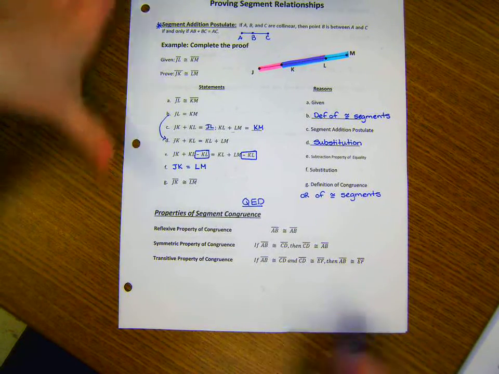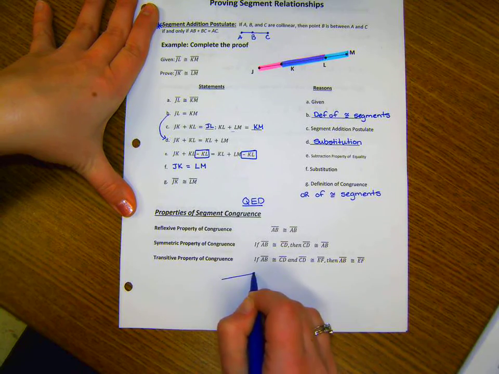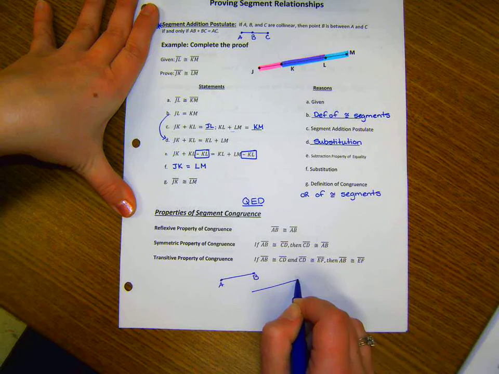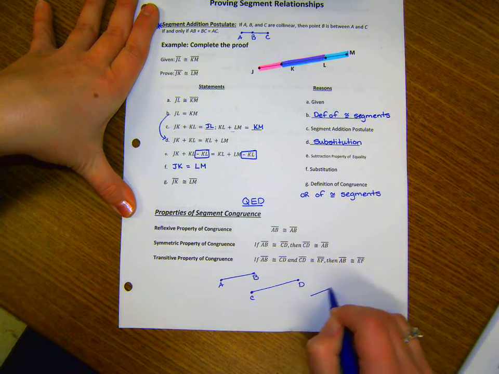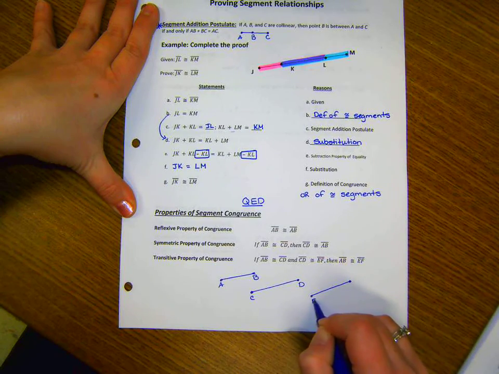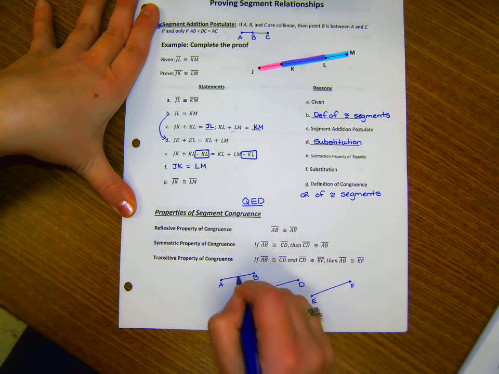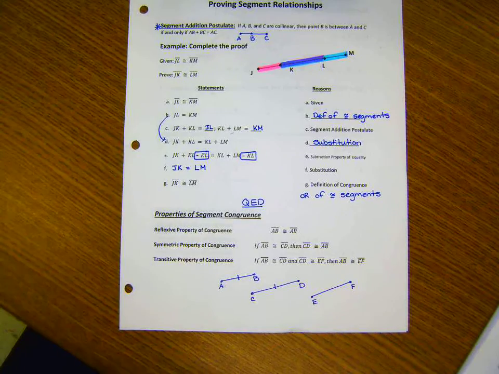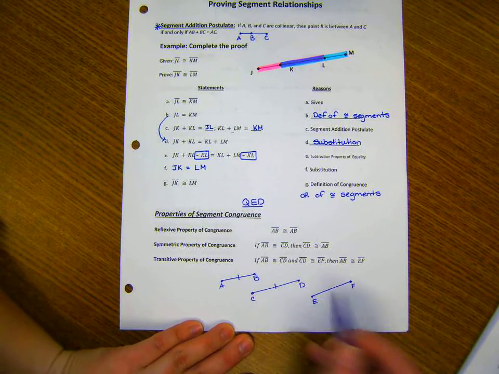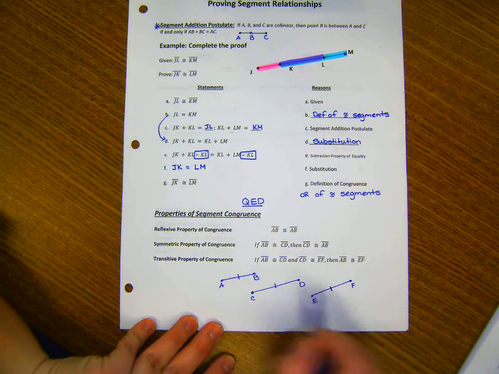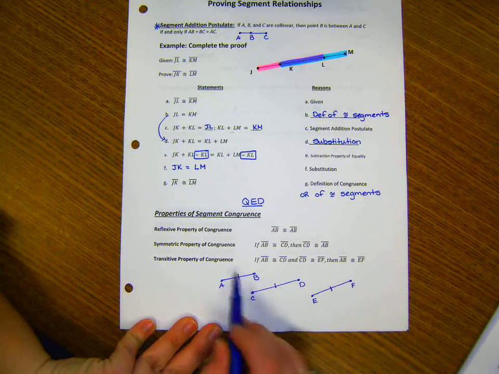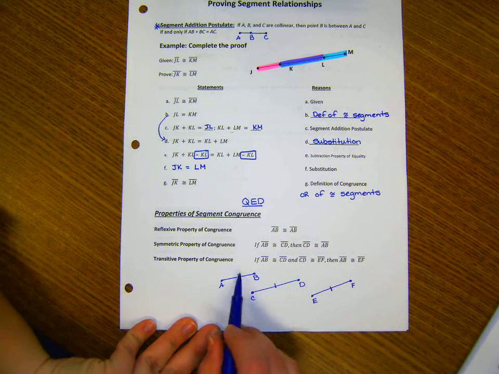And then the transitive property: say I have three segments, AB, CD, and a third, EF. Say I knew to start that AB and CD were congruent, and I also know that CD and EF are congruent. Then I'm allowed to say that AB and EF are also congruent, so they're linked through CD. We'll work with that one more later.